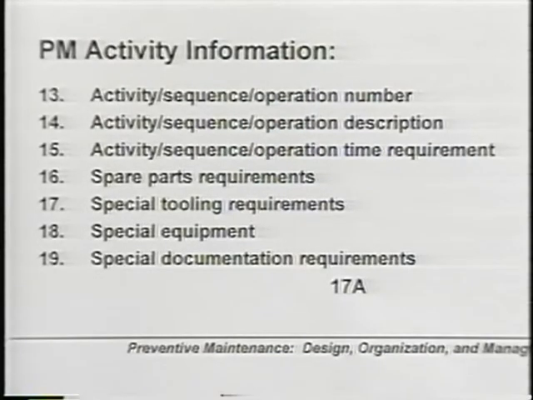The second major data element is the PM activity information itself. And again, who is going to perform the activity? Is it going to be a machine operator? Is it going to be a maintenance person? Or is it going to be a contractor? Starting off with 13, we have a sequence number. That's straight numeric. What is the first sequence or first step required? What's the second? What's the third? What's the fourth? And so forth.